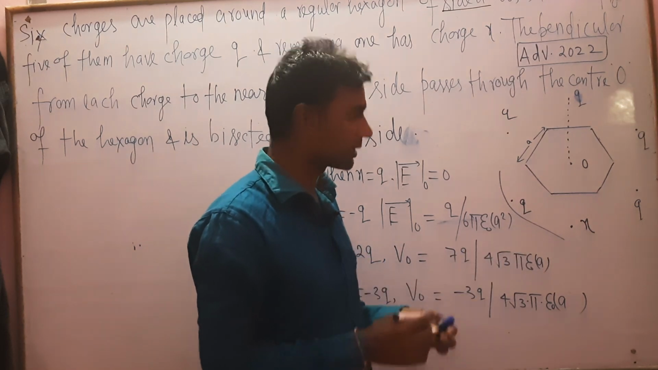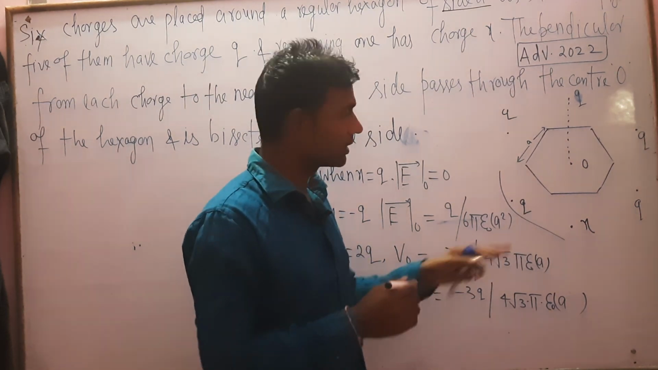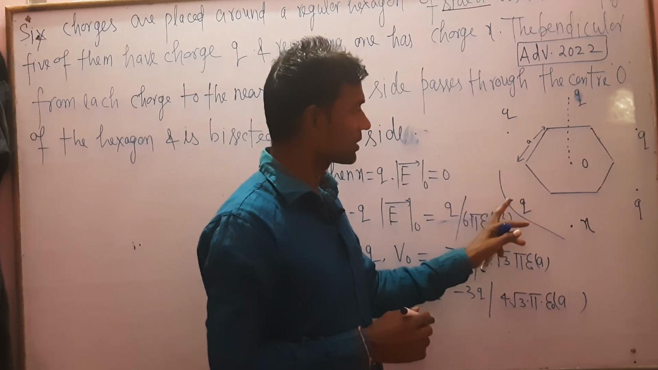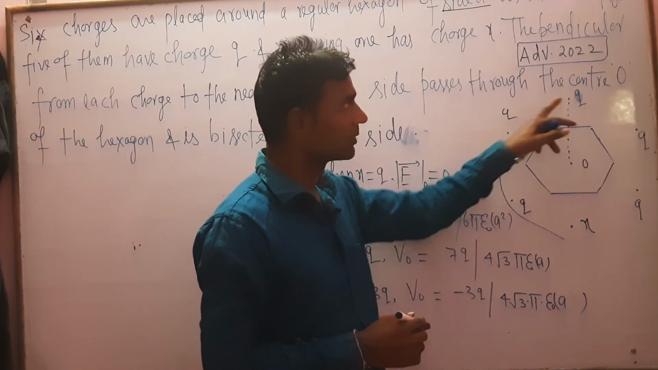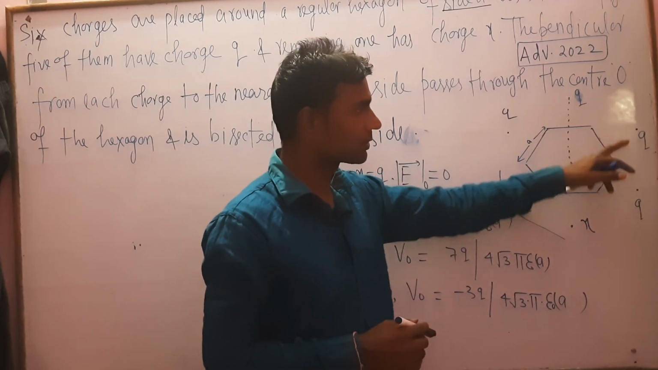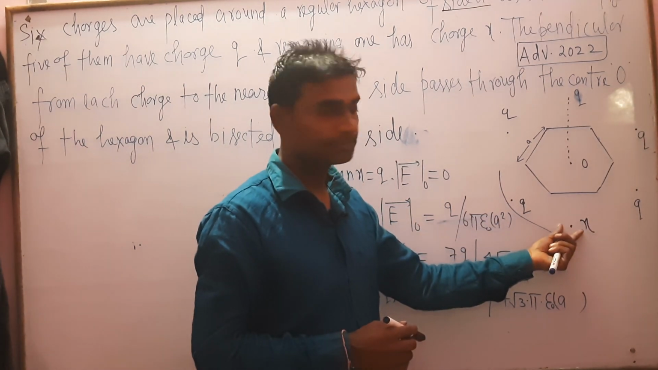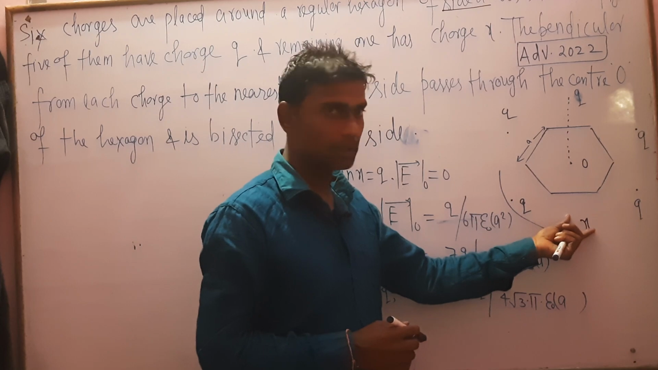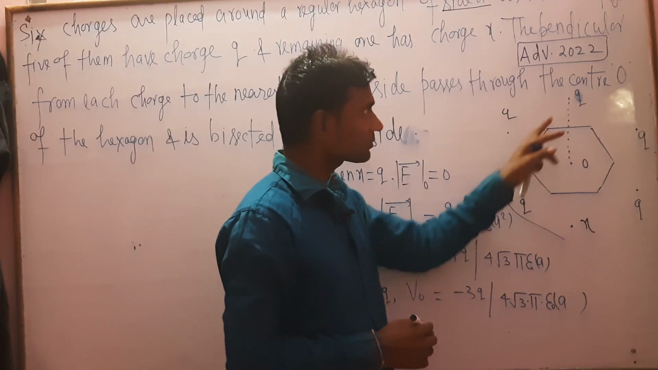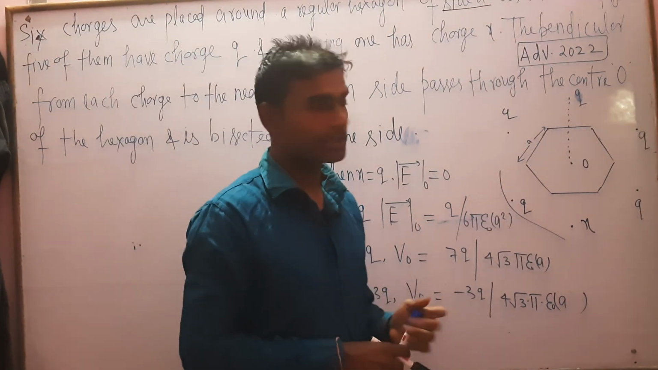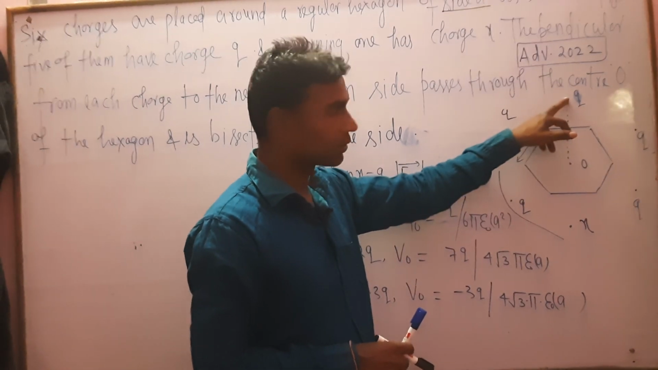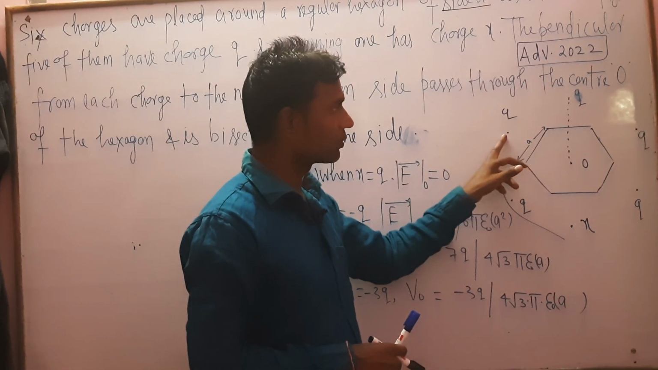There are five charges given. First charge Q, second charge Q, third charge Q, fourth charge Q, and fifth charge Q. Also the sixth charge is x. Let us suppose the sixth charge is x, and this charge is equidistant from the O point, like the Q charges.